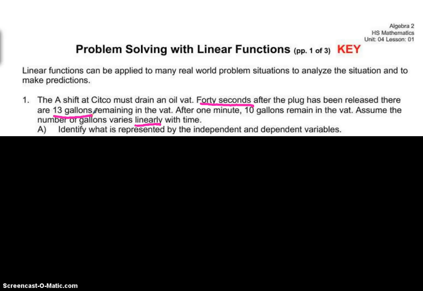Now, notice what it says next. I want you to underline this. It says 1 minute, I have 10 gallons. Well, my 40 seconds and 1 minute are 2 different units, so I need to change my 1 minute into seconds. So how many seconds are in a minute? I got 60 seconds. So on some of these problems, you guys are going to notice that you might have to actually do some changing of the numbers.